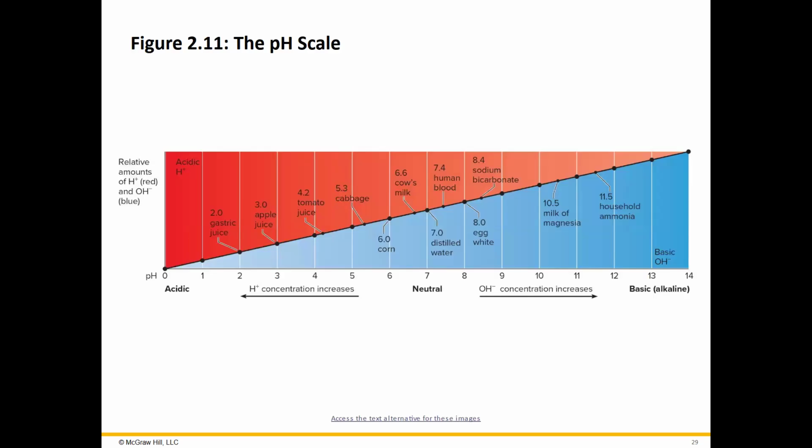Don't need to memorize any of this. It's just a good diagram. We look at neutral, distilled water, right? It is just a bunch of water. It doesn't create any more hydrogen ions than it does hydroxide ions. As we start to create more hydrogen ions, we become more acidic. Cow's milk, corn, cabbage, tomato juice, apple juice, more acidic. Gastric juice, more acidic. The more we have this in our body, the more buffers we release to bring our body back to neutral. Human blood is slightly basic at 7.4.